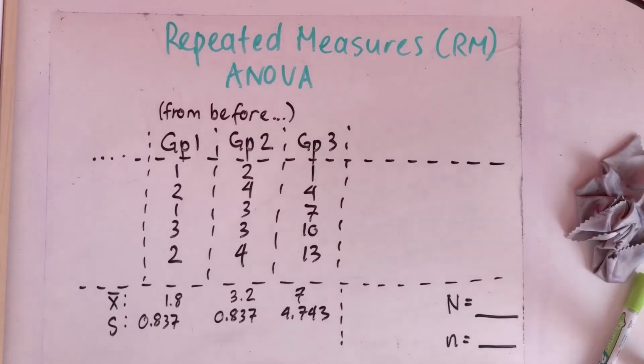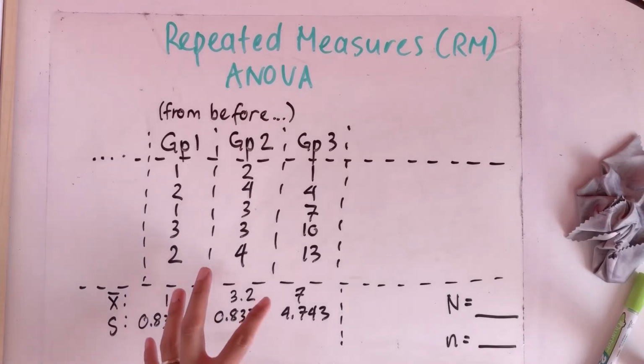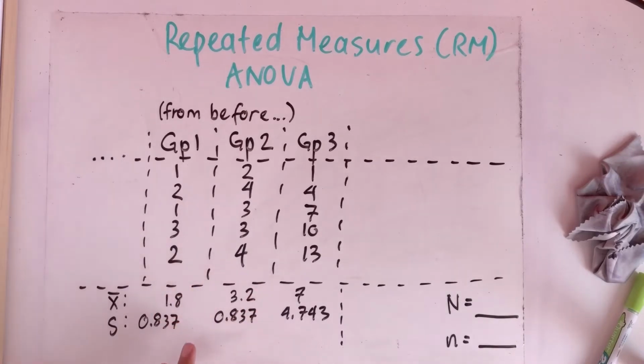All right, to compute our repeated measures ANOVA with a single factor, that being group, we're going to examine the exact same data that we used for the one-way between subjects ANOVA. We sometimes just call it a one-way ANOVA in class. And we're going to interpret this data differently than we used to.